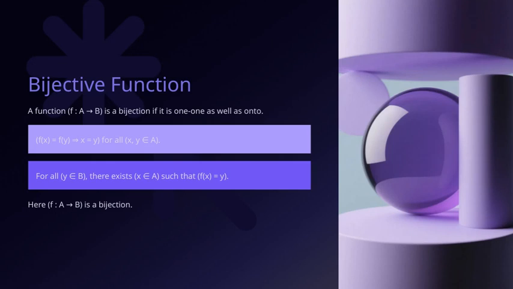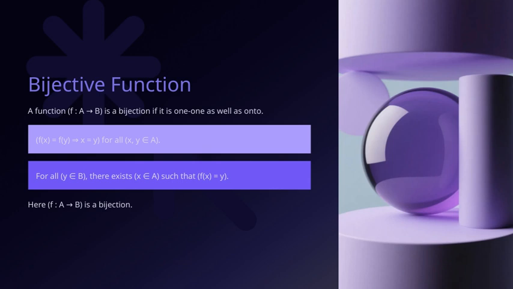Here, we see that a function f from A to B is a bijection. This means that for every element y in B, there is a corresponding element x in A such that f of x equals y. In other words, the function covers the entire set B without leaving any elements out. Additionally, the function is one-to-one, which is expressed by the condition that if f of x equals f of y, then x must equal y. This ensures that no two different elements in A map to the same element in B.